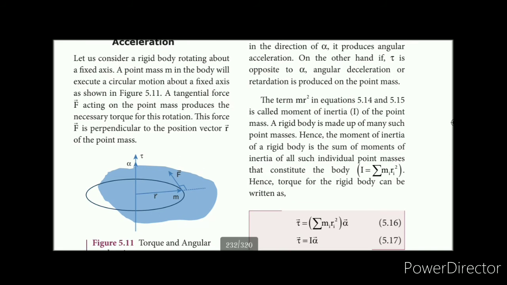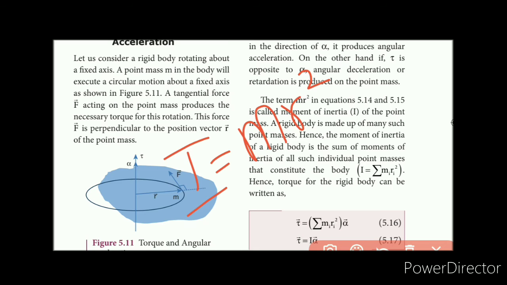The term m r squared in the equations is called the moment of inertia, I. So what is the value of I? I, the moment of inertia, is nothing but m r squared.